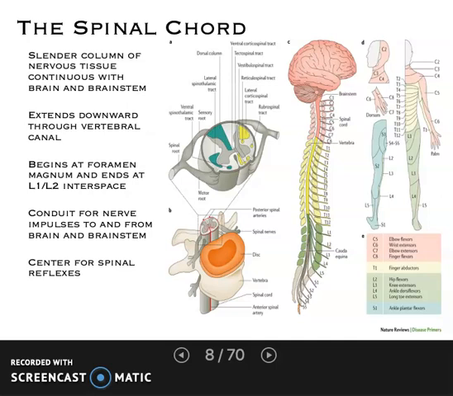The organization of the spinal cord is interesting. When we talk about the brain, we'll talk about gray matter and white matter. In the brain, the gray matter is outside and white matter is inside. And in the spinal cord, the gray matter is inside and white matter is outside. And so the question is, what's gray matter and what's white matter? Which matter, really?